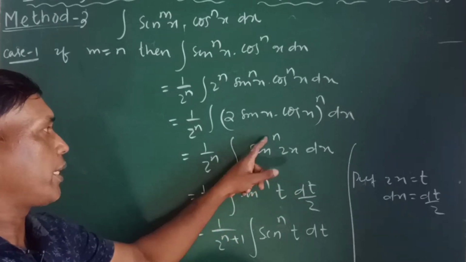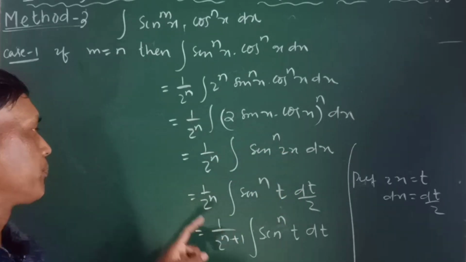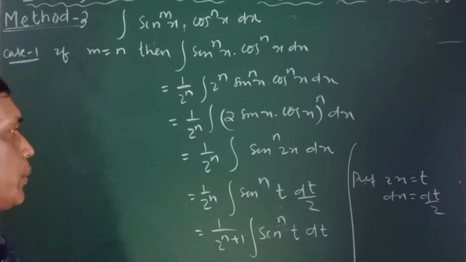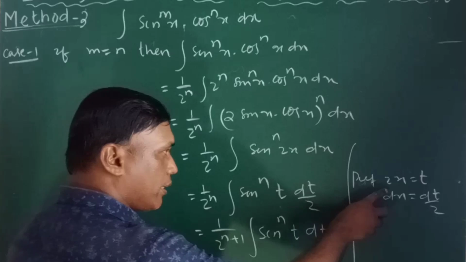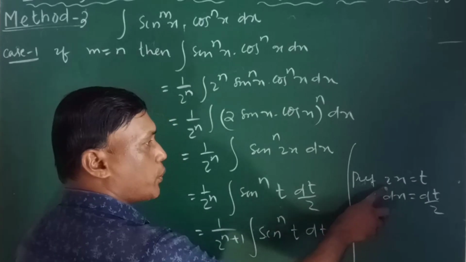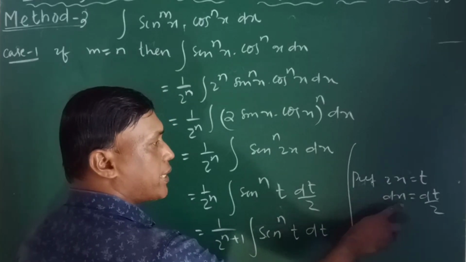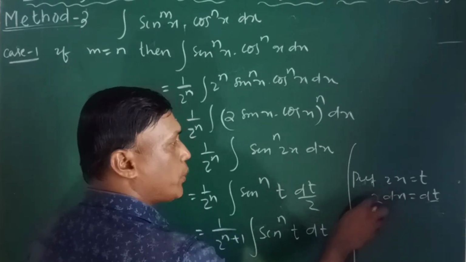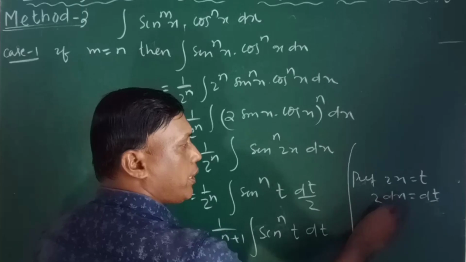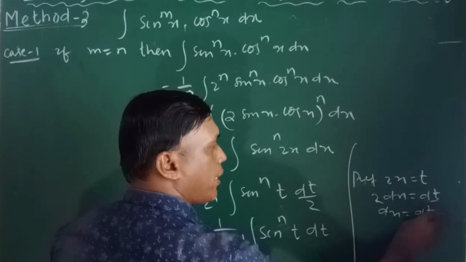That means sin to the power n 2x dx is equal to 1 by 2 to the power n into, if we put 2x is equal to t here, put 2x is equal to t. So if 2x is equal to t, then dx is equal to dt by 2, because 2 into dx, look at here, 2 into dx is equal to dt. So dx is equal to dt by 2.